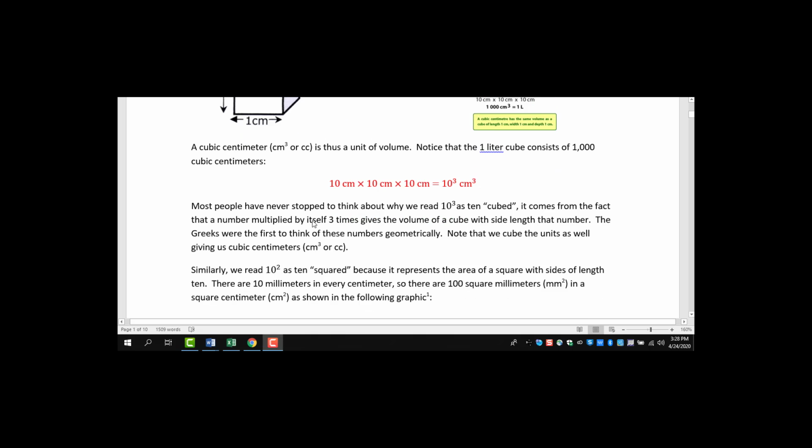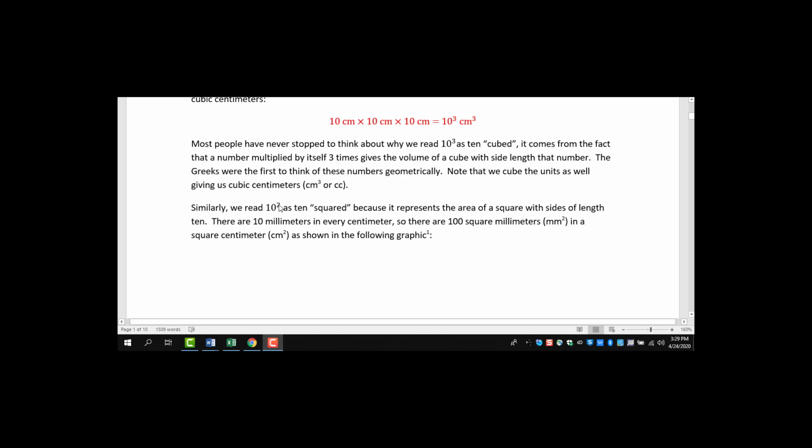Most people never stop to think about why we read 10 to the third power as 10 cubed. It comes from the fact that a number multiplied by itself 3 times gives the volume of a cube with side length that number. The Greeks were the first to think of these numbers geometrically. Note that we cube the units as well as the numbers. When we add, we do not add the units, but when we multiply, we do, right?